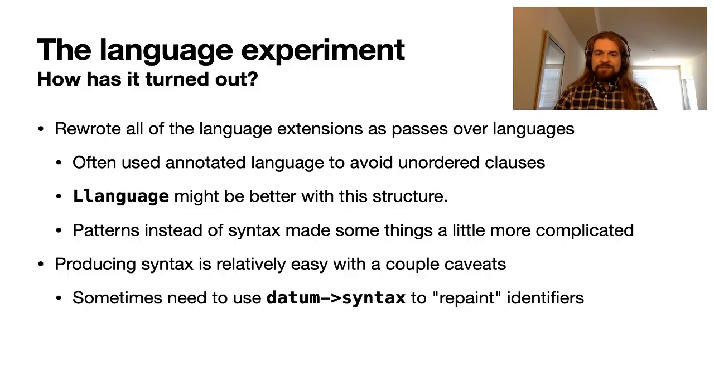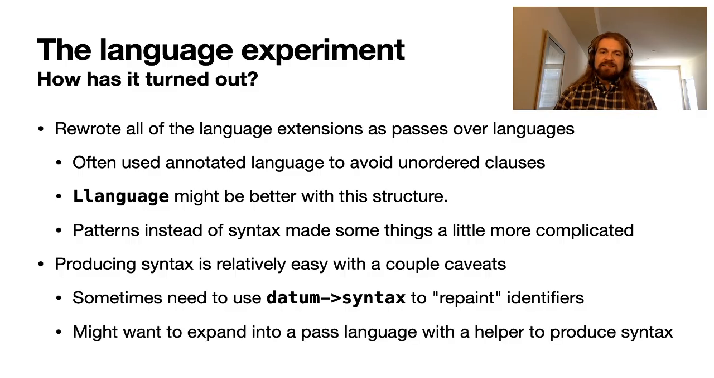Sometimes we needed to use datum->syntax. This is because, again, we're in a hygienic macro system. We sometimes need to break that hygiene in order to introduce identifiers that are going to match with the identifiers that the user initially gave us, which we stored within the language form. It's quite possible that instead of expanding into the syntax directly, what we really want to expand into, especially when we're writing passes, for instance, is some sort of pass syntax, and then rely on something that knows how to expand pass syntax into something that looks like the correct syntax as a way of doing that job for us.